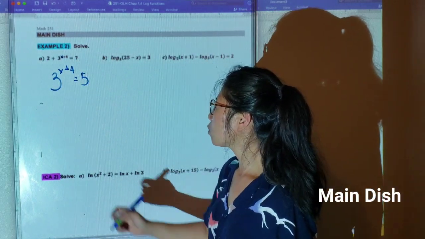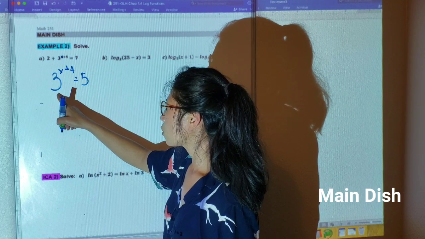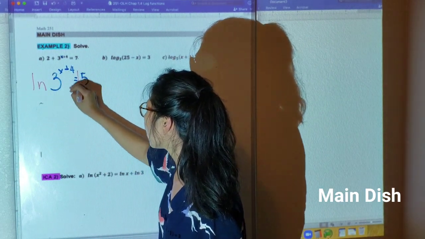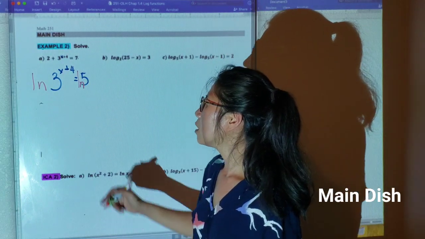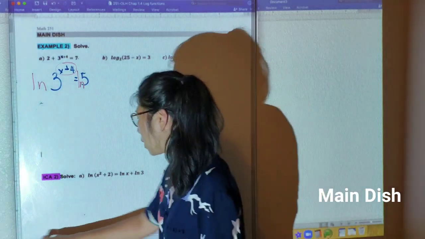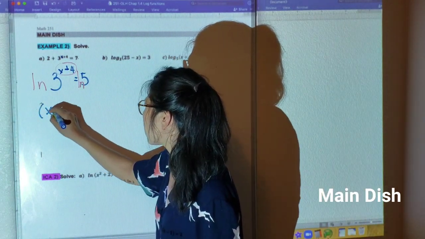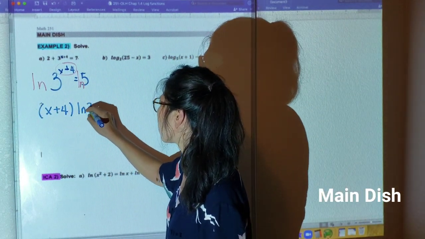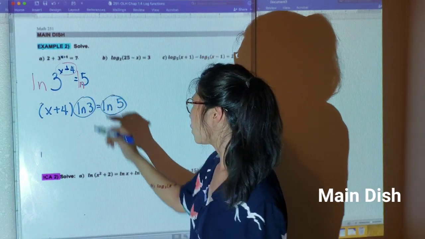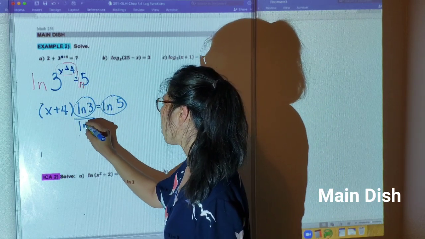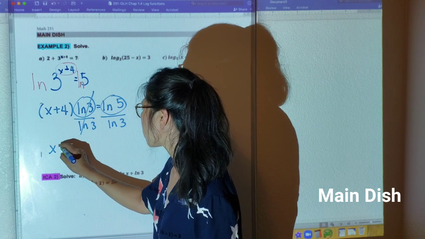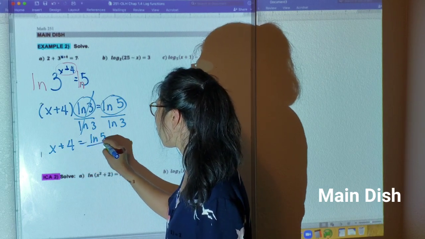Then, how am I going to get rid of that base 3? We are going to take a natural log or log 10. So natural log on both sides will help me use the property of bringing my exponent to the front. Let's rewrite it: x plus 4 times natural log 3 is equal to natural log of 5. Don't forget that these are numbers. So I can divide by natural log of 3 on both sides. Then I'm going to have x plus 4 is equal to natural log 5 over natural log 3.